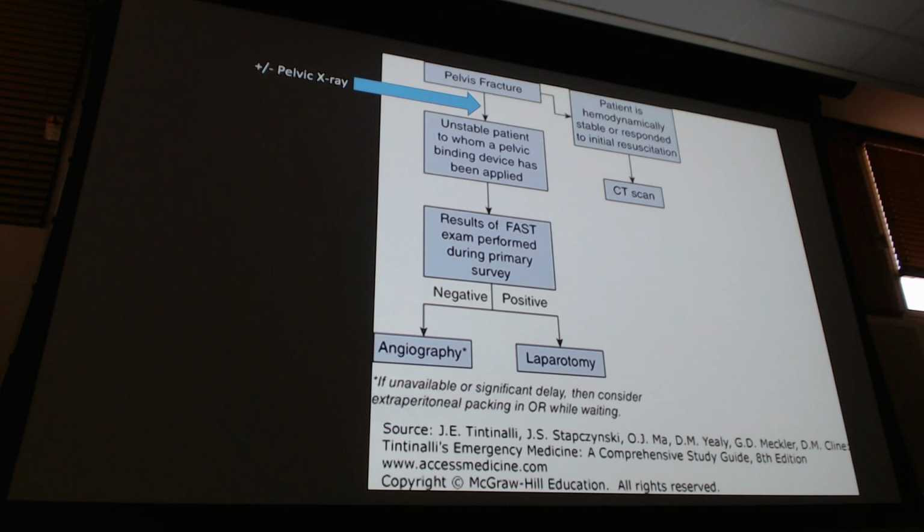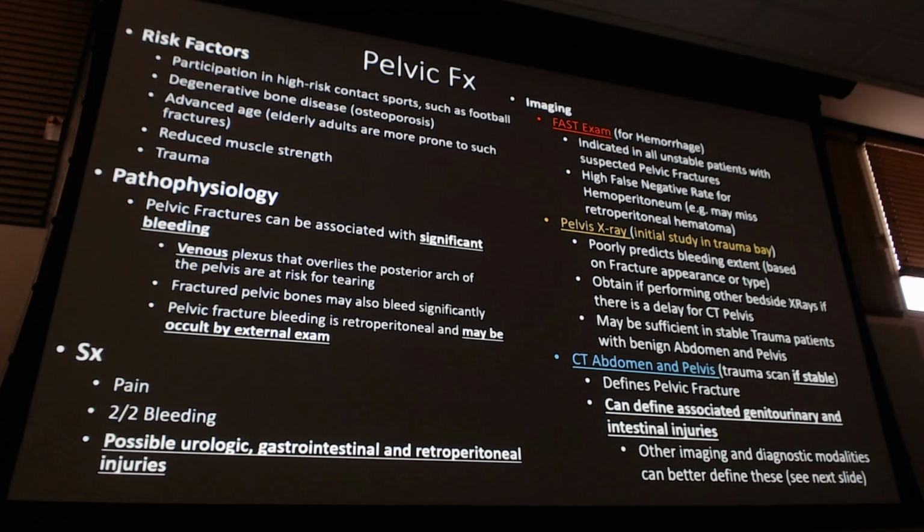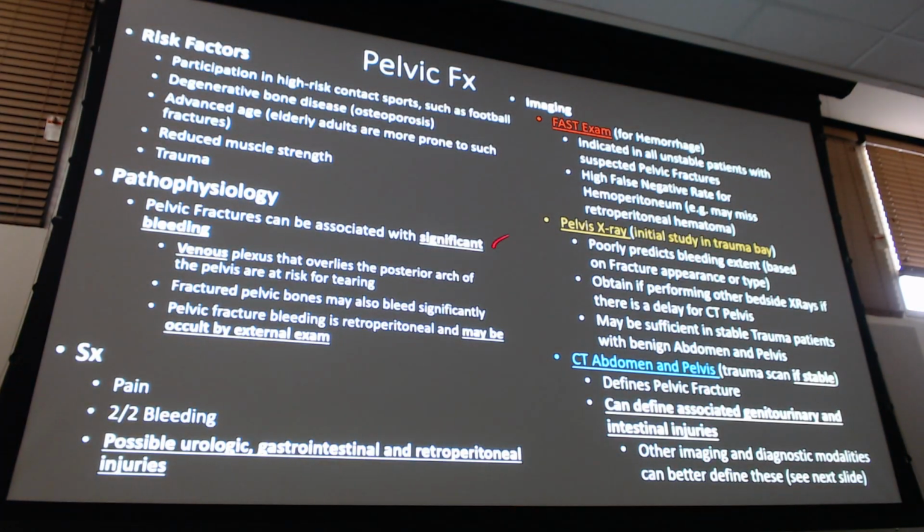This slide is a little bit confusing, so let me kind of clarify it. So this is supposed to be a flow chart, kind of talks about what do we do, pelvis fracture, CT scan, or FAST exam, which we are going to cover a little bit here soon, of what it actually is and what we're looking at, okay? This plus or minus pelvic x-ray, what that's really meant to do is the initial test is the pelvic x-ray, right?